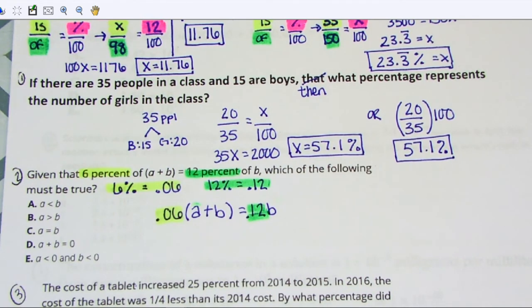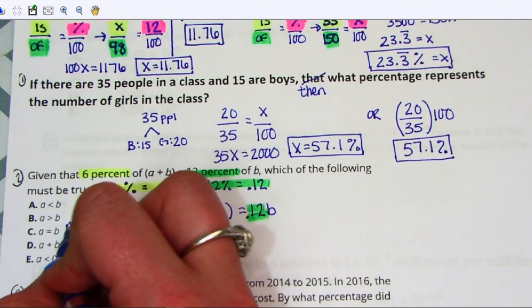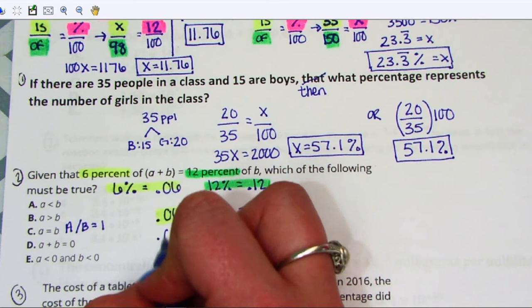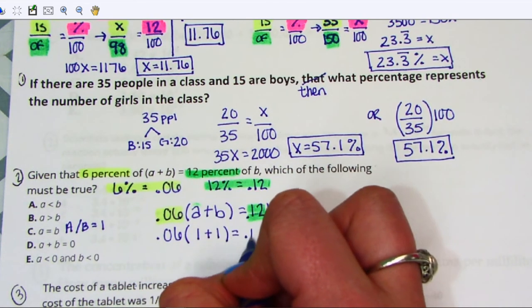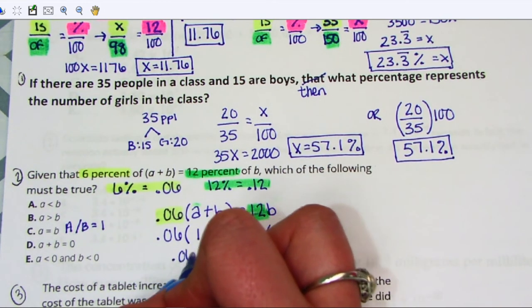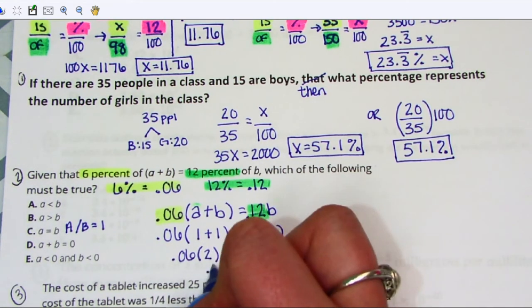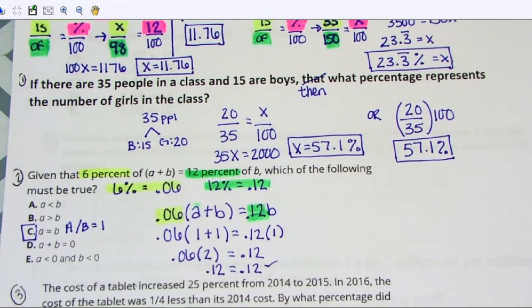So to solve this problem, I'm just going to use my answer choices. Jumping down to C, A equals B. Well, I'm going to make A and B both equal 1. So if I do that, I'm going to test my answer. 0.06 of 1 plus 1 equals 0.12 times 1. Well, this would be 0.06 times 2 to equal 0.12, and it does in fact equal. So you know that when A equals B, those equations match each other, like each part is the same.